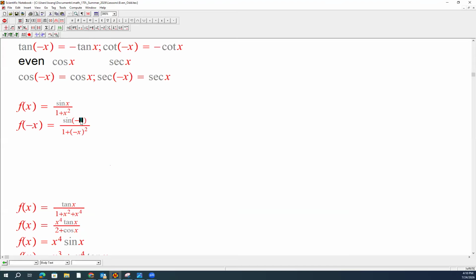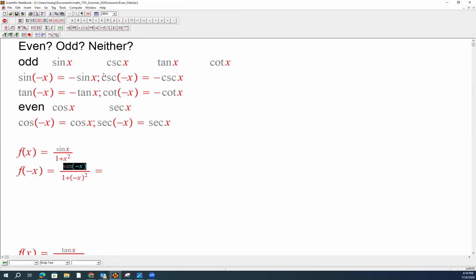Sine of negative x is equal to negative sine x, so that's going to be negative sine x. The bottom is 1 plus negative x squared, which is the same as x squared. Then we bring the negative sign outside, and we have sine x over 1 plus x squared.